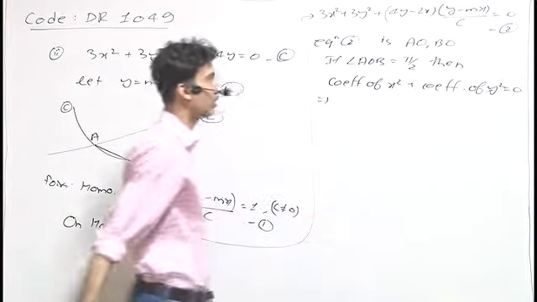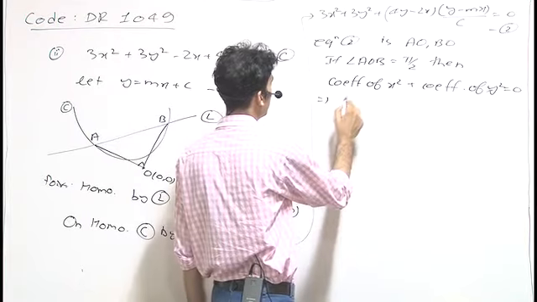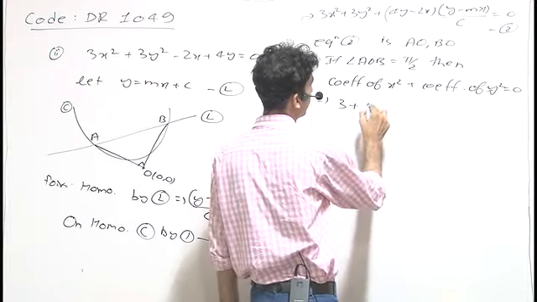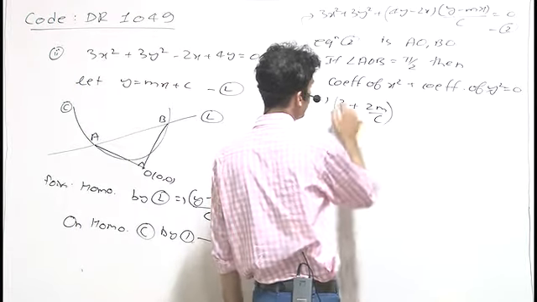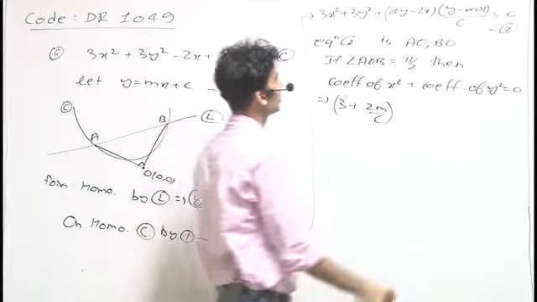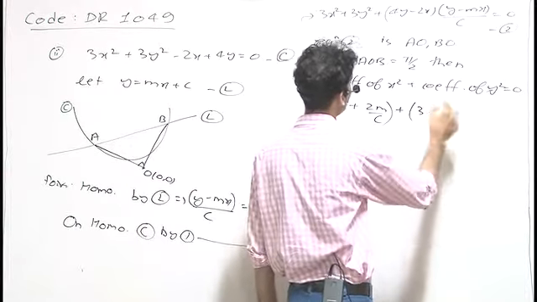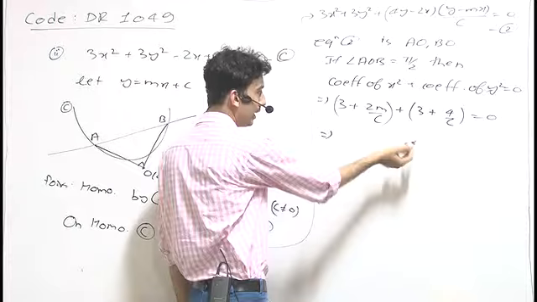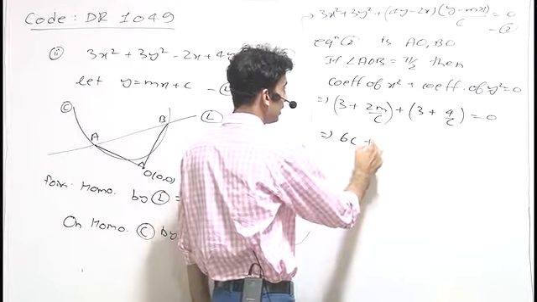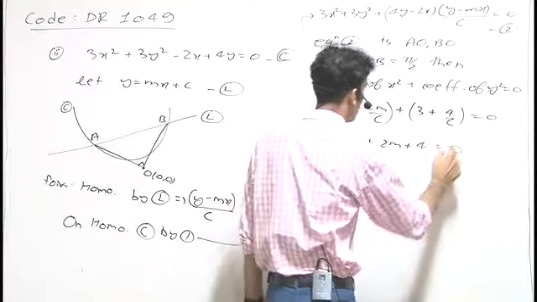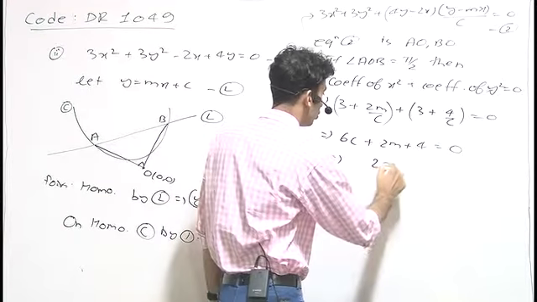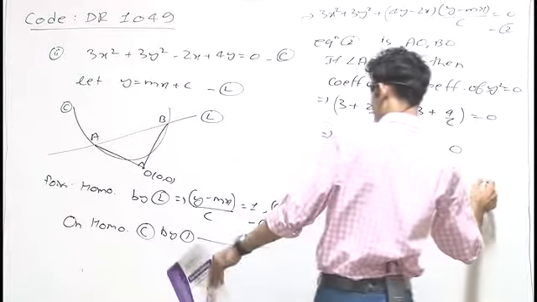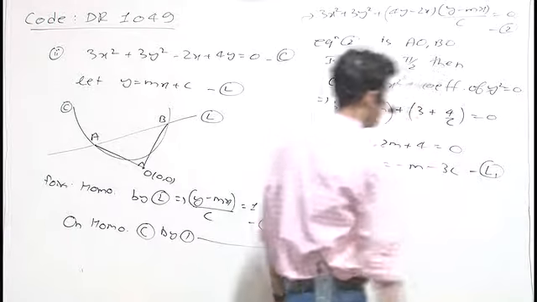Now what is the coefficient of x squared in this equation? The coefficient of x squared is 3 plus 2m by c, and the coefficient of y squared is 3 plus 4 by c. This is equal to 0. If we take the LCM, we will get 6c plus 2m plus 4 equals 0. Finally we have 2 equals minus m minus 3c. We have another relation, let's name this L1.